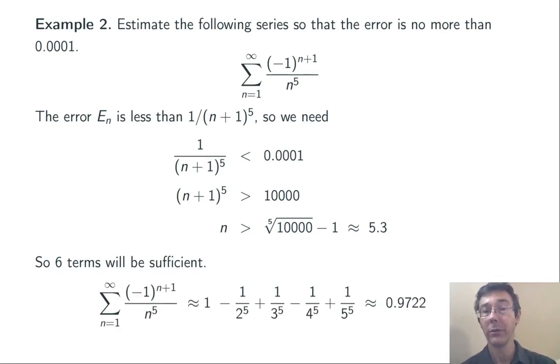Here's what we get when we use the first 6 terms of the series: 1 minus 1 over 2 to the fifth plus 1 over 3 to the fifth, and so on. Overall, 0.9722. It's guaranteed that this approximation will be within 0.0001 of the sum of that full series.